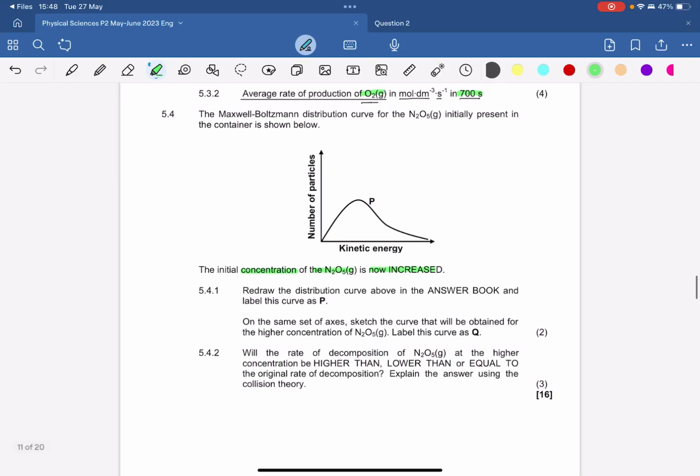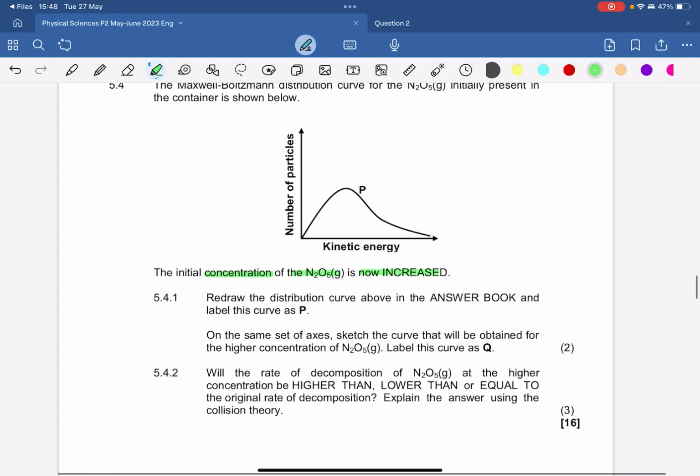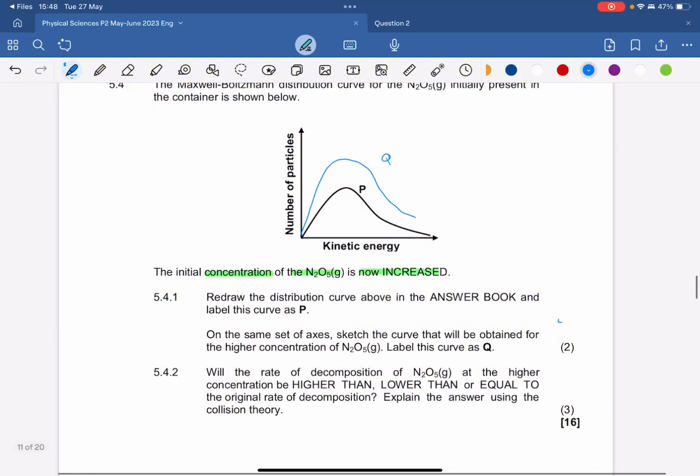So we already have the P graph drawn for us, and the question is basically asking us to draw what the Q graph would look like now that I've increased the concentration. According to Maxwell-Boltzmann, because you increase the concentration, your graph is going to look something like that. And that should be Q, because the number of particles has gone higher. So a higher graph like this, and that's how you're going to get your 2 marks. Beautiful.